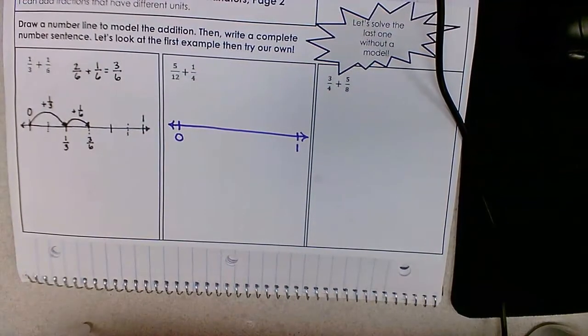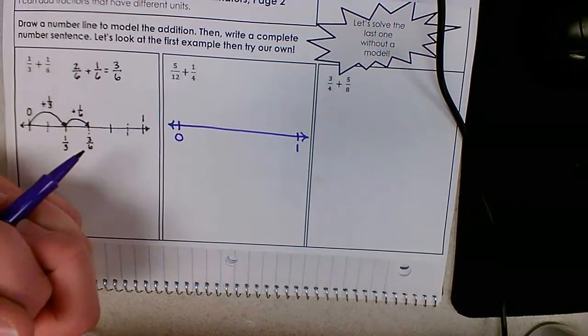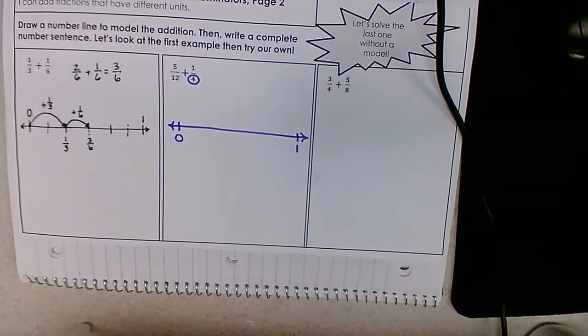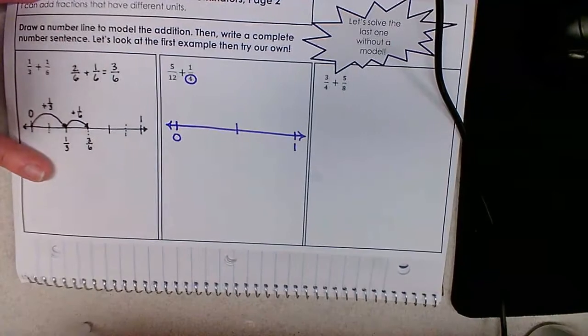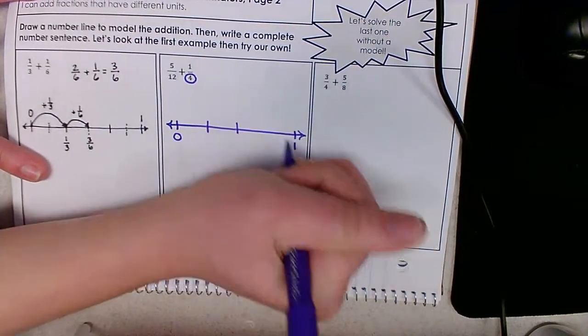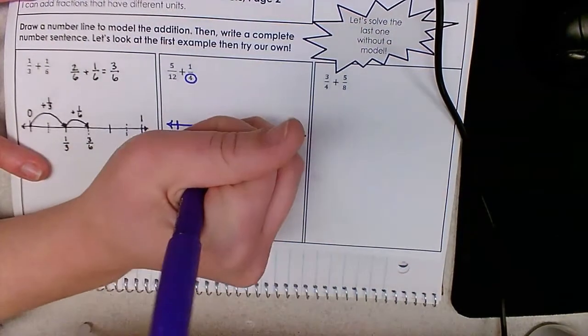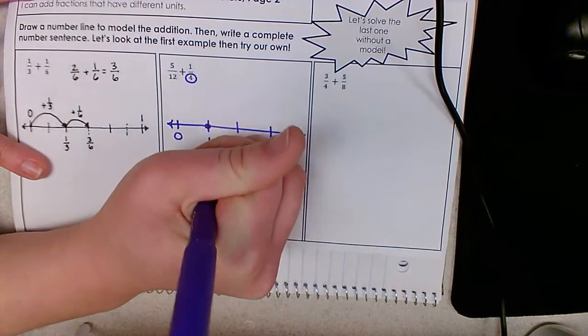And at the other end should be 1 whole. First, you want to decompose it by your largest unit, and our largest unit is fourths. So let's decompose this number line into fourths. Here's halves. And here's fourths. 1/4 would be right here.